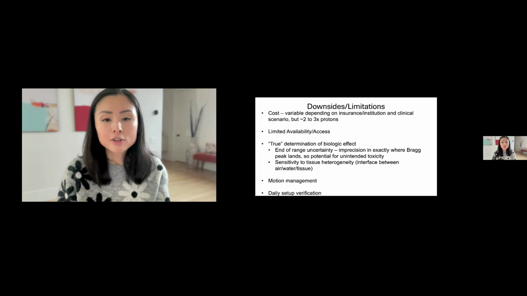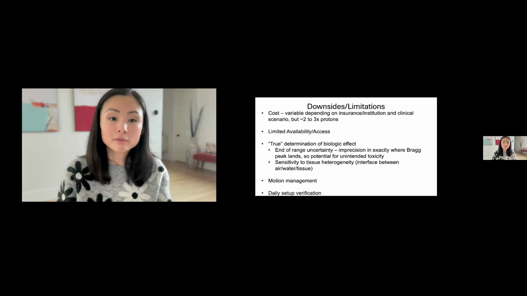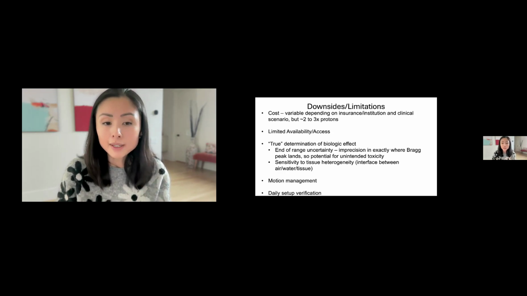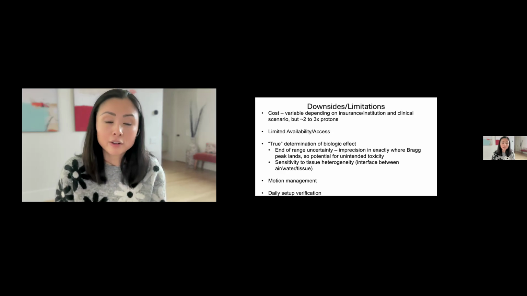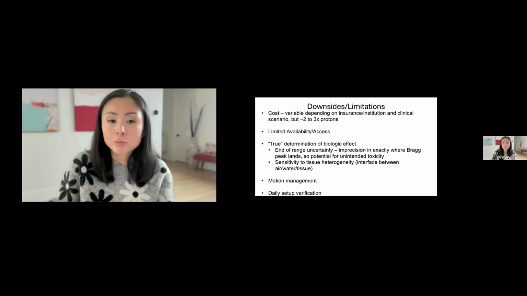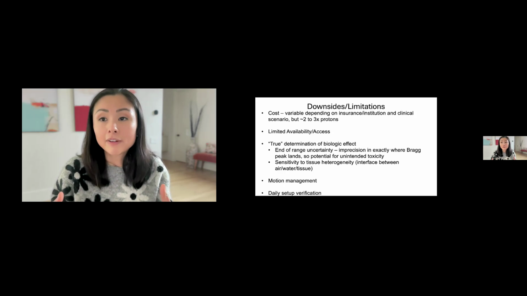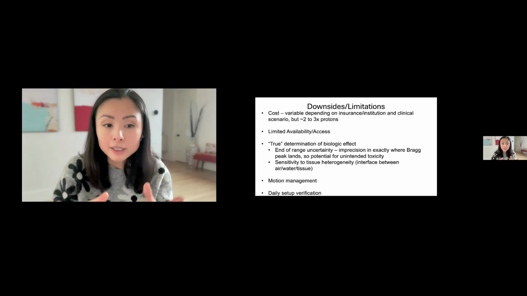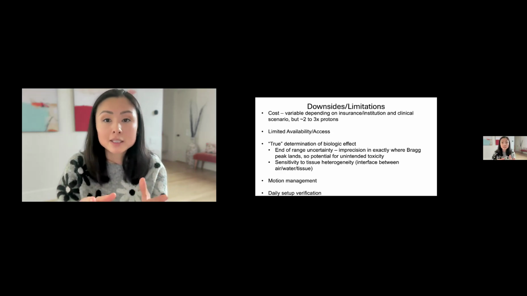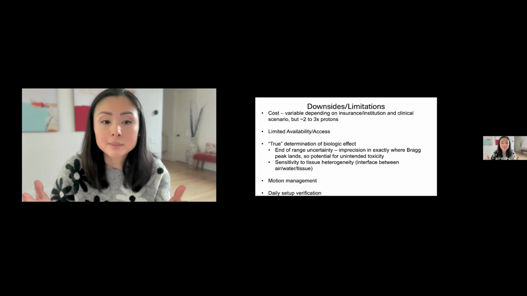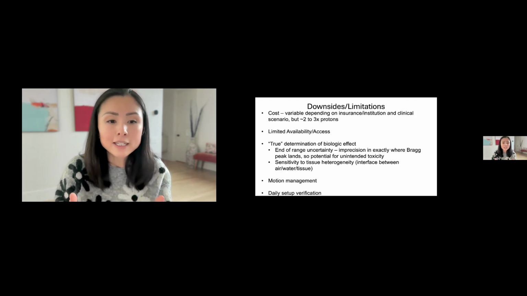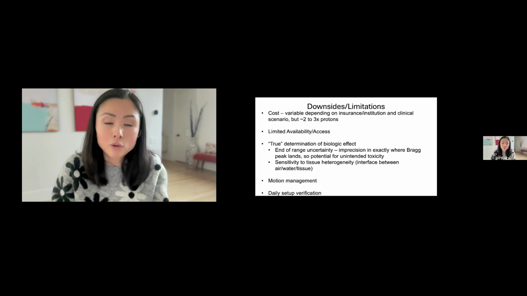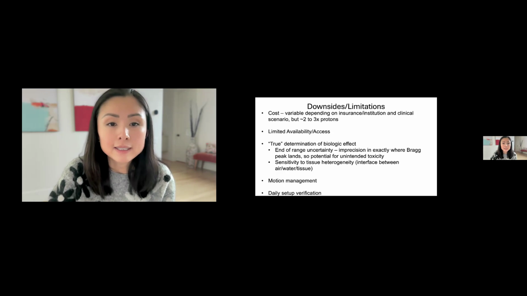The last 2 points have to do sort of with the logistics of delivery of radiation. So one is that we have to manage motion, particularly intrafraction motion that occurs with breathing and whatnot. And then also we have to verify that the patient is set up appropriately, as similar as possible to during the radiation planning simulation. And those two aspects may be less precise with protons than photons. So those are potential downsides.